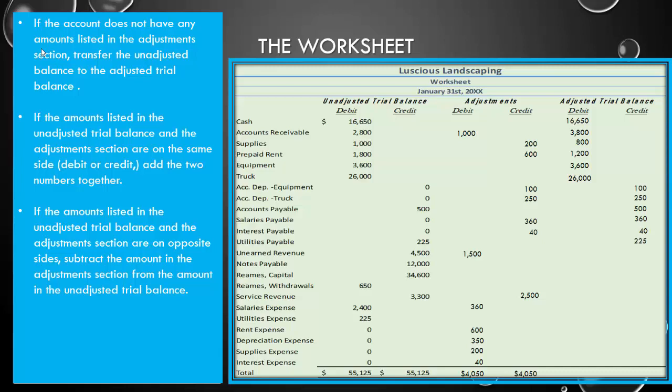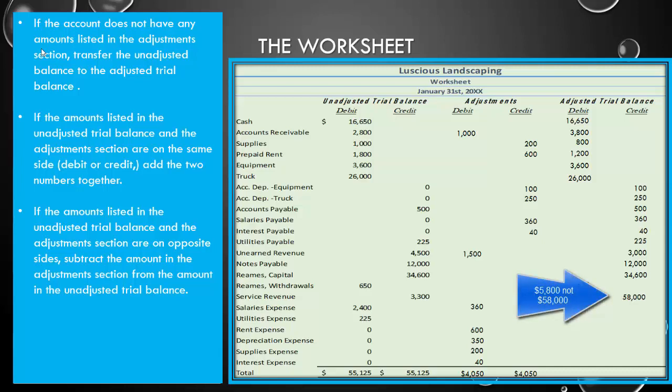Utilities payable, nothing happened in the adjustment, so let's move that $225 credit balance right on over to the adjusted trial balance. Unearned revenue had a $4,500 credit balance, and we debited it for $1,500 in the adjustments. Different sides, so we subtract and report the difference, which is $3,000. Notes payable, our capital account, our withdrawal account, all three of those had nothing happening during the adjustment, so we can just bring our unadjusted trial balance over.